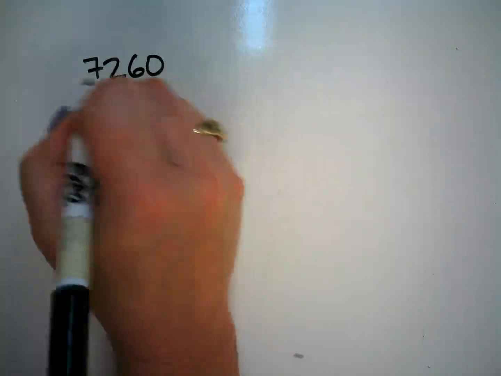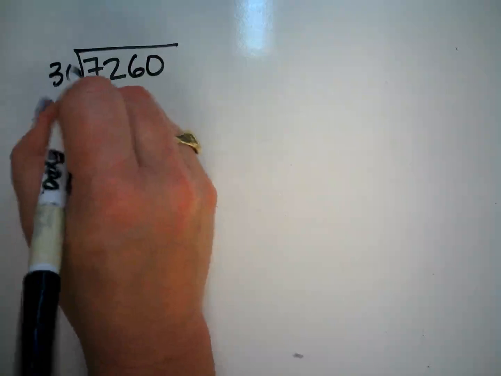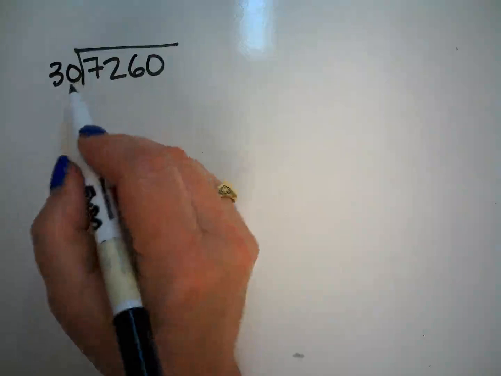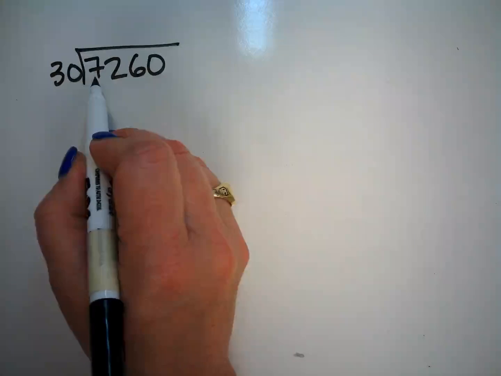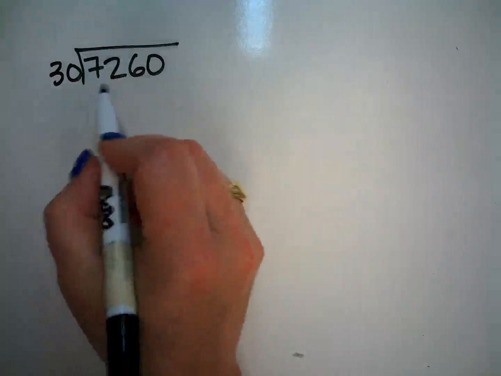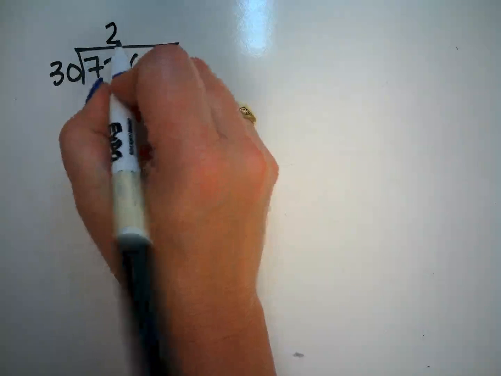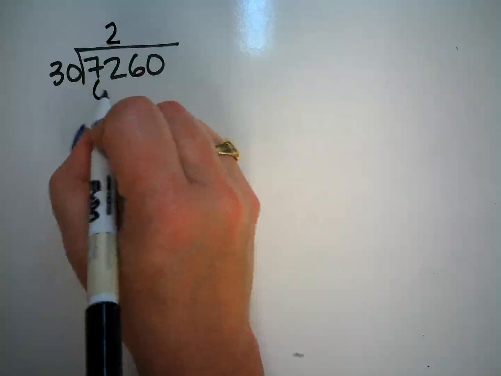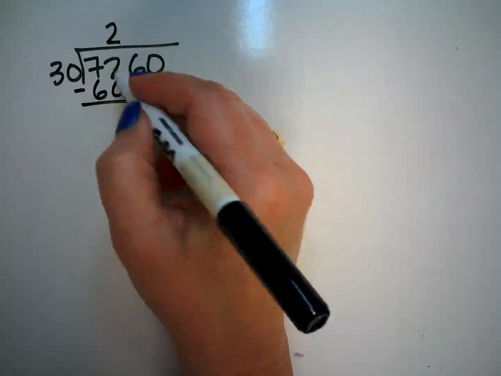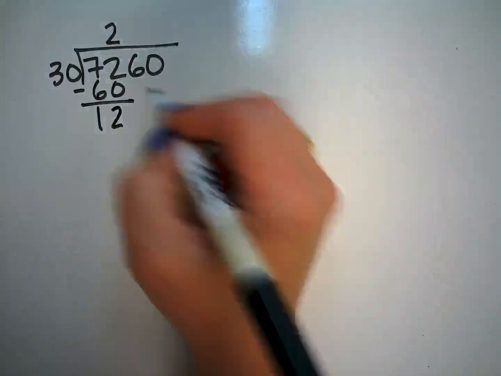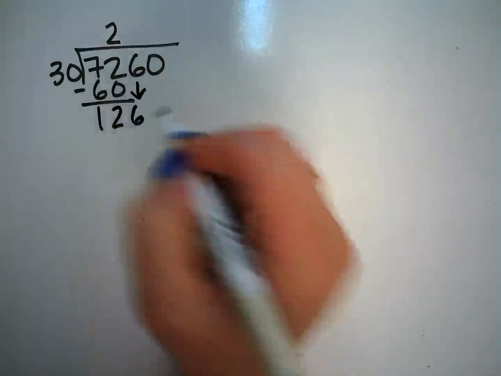7,260 divided by 30. So what we're going to do is we ask ourselves the question, how many 30s go into 7? Well, they don't. So we're going to move over to 72. How many 30s go into 72? 2 of those. 2 times 30 is 60. When I subtract, I get 12. Next thing I'm going to do is bring down the 6.